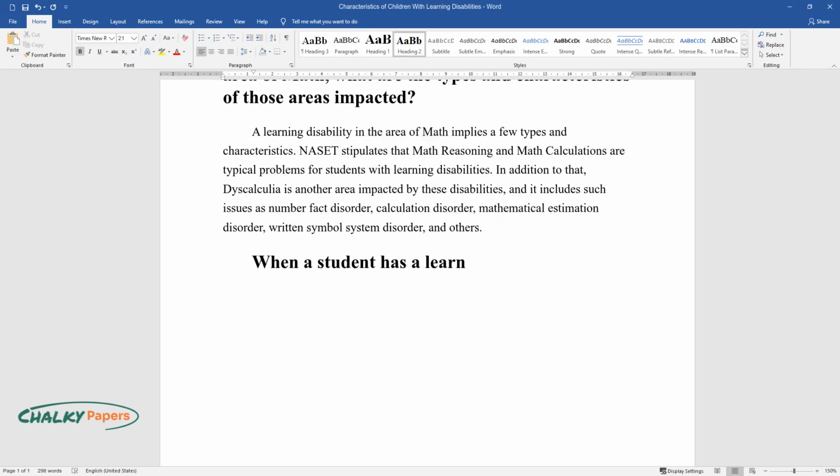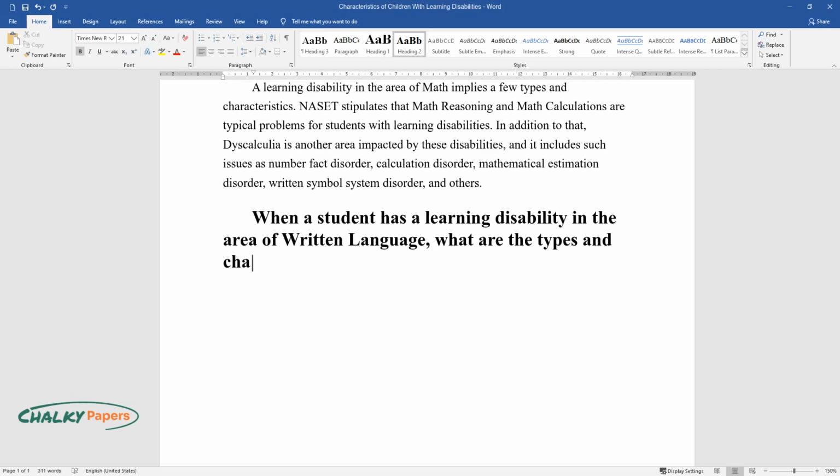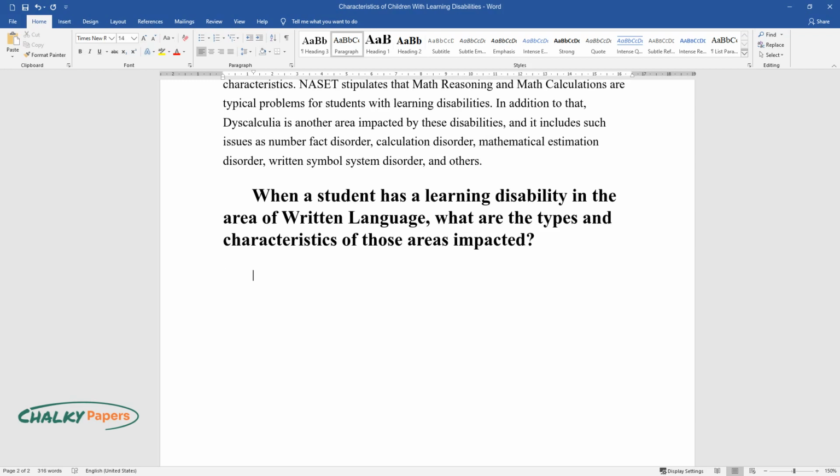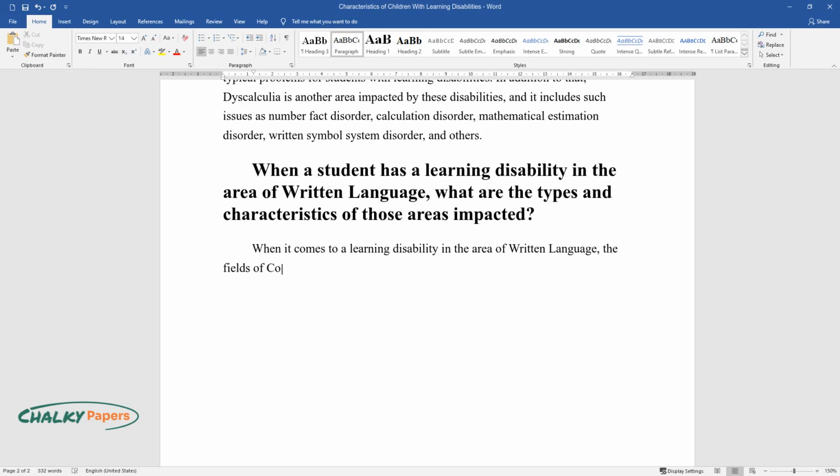When a student has a learning disability in the area of written language, what are the types and characteristics of those areas impacted? When it comes to a learning disability in the area of written language, the fields of composition, spelling, and handwriting are impacted.